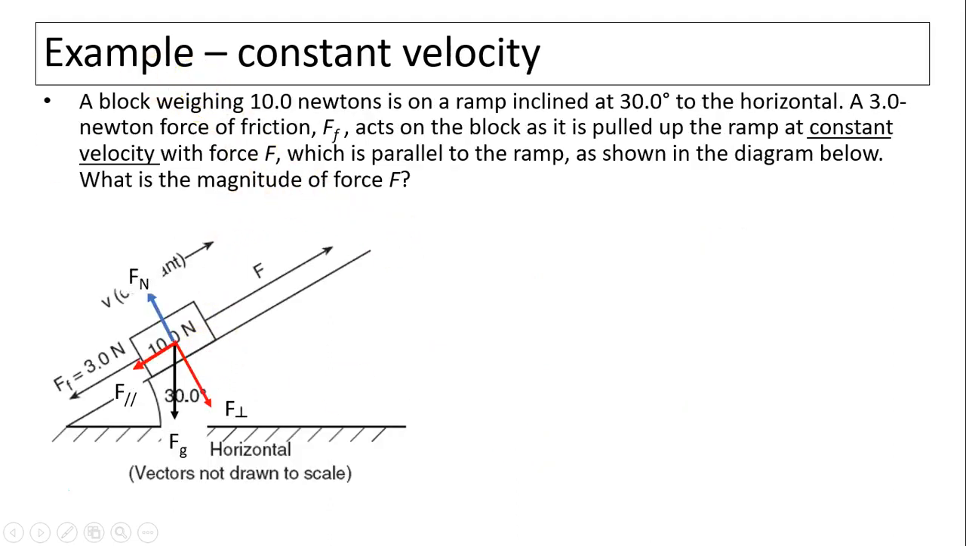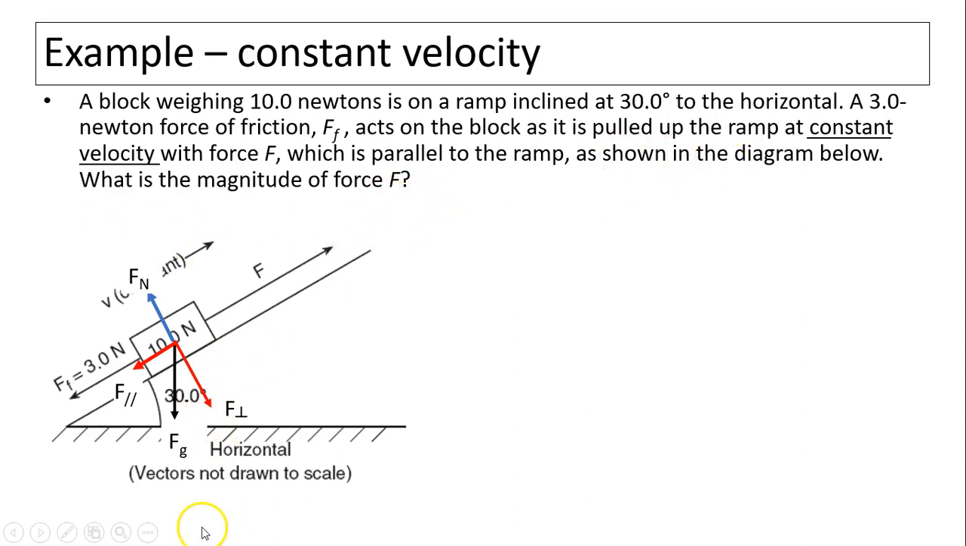Okay, take a look at another example. A block weighing 10 newtons is on a ramp inclined at 30 degrees to the horizontal. A 3 newton force of friction acts on the block as it is pushed up the ramp at a constant velocity. This is the keyword. Constant velocity means all forces cancel, which is parallel to the ramp. The force is parallel to the ramp as shown. What is the magnitude of force F?